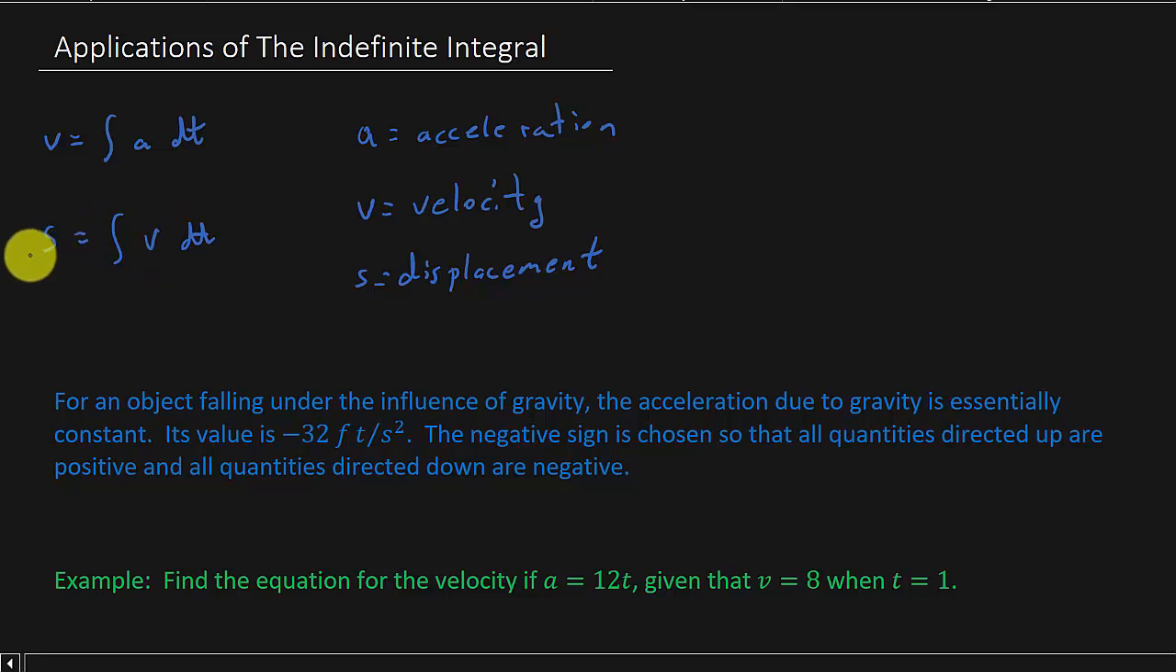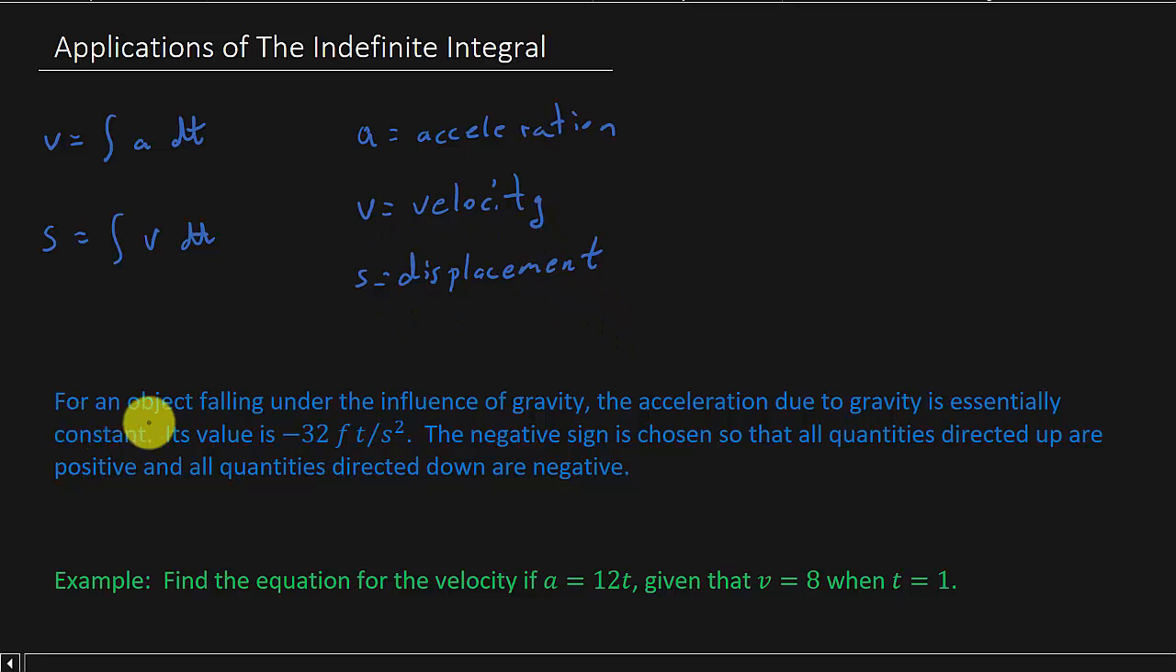If you remember from earlier videos or earlier in your course, if you have the displacement function and take the derivative of that, that gives you the velocity, and then the derivative of the velocity gives you the acceleration. We're basically going backwards. We're finding the antiderivative of acceleration to get velocity, and the antiderivative of velocity to get displacement. And this just tells you what A, V, and S are: acceleration, velocity, and displacement.